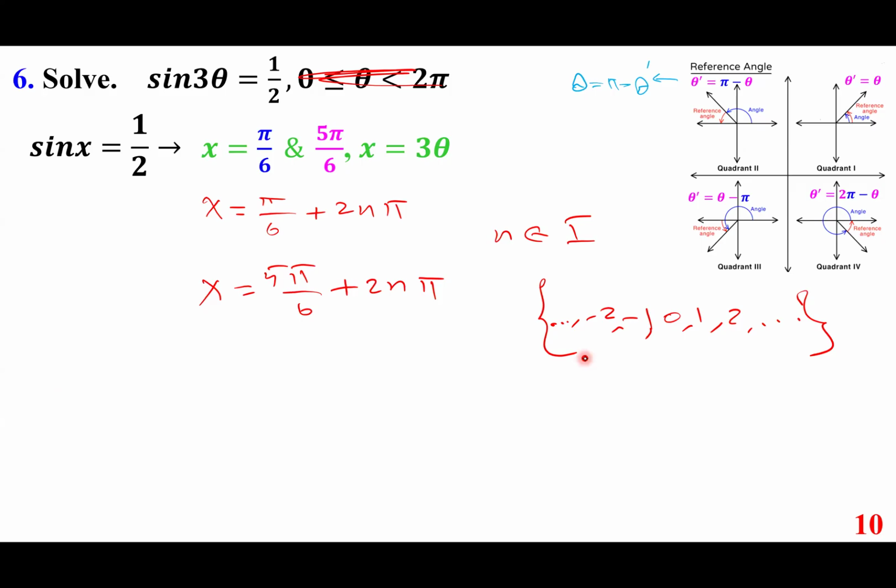That's it. So one more time. If they said sine x equals 1/2, these are the two answers from 0 to 2 pi. If the 0 to 2 pi is not there, this is the answer.